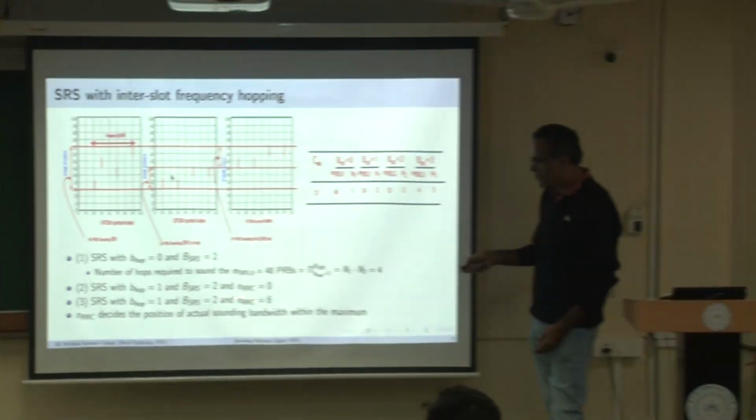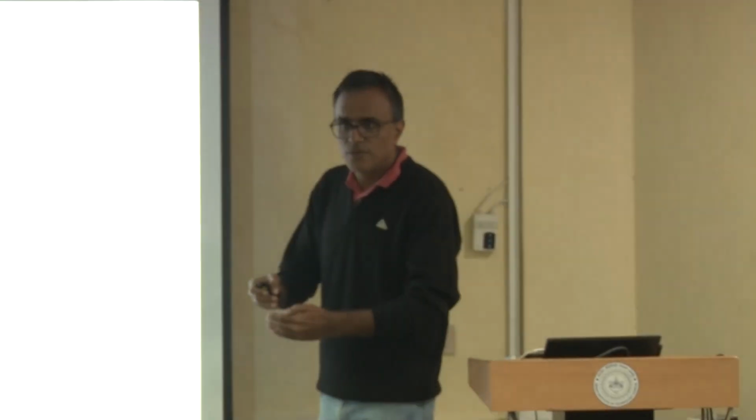I could not have told you to begin from here. So I've given you information in parts, right? MSRS 0 tells us the maximum sounding bandwidth, B hop tells us the actual sounding bandwidth, right? But you need to sound out the maximum sounding bandwidth. And how do you do that? How are they related? They are related using this basically.